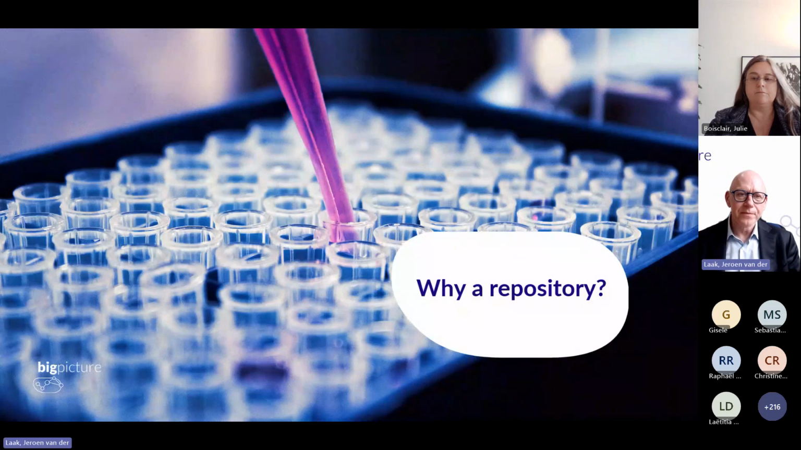So why a repository? We think that making data available is probably the best way forward to push our field and to make AI really being of value to the pathology community.